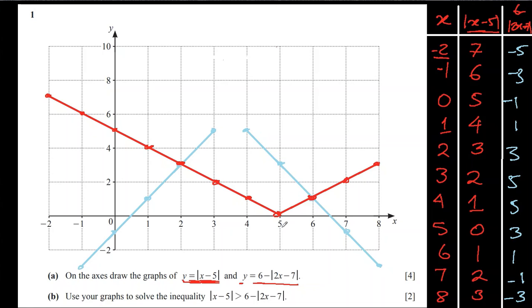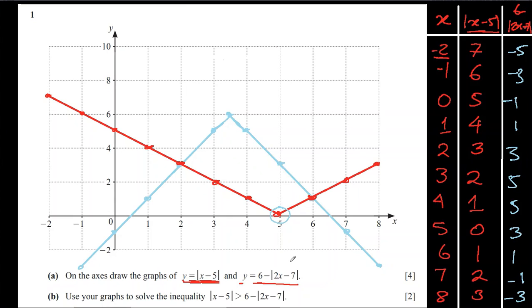The red graph is perfect. We know its vertex is at 5. But we didn't get a vertex here. But we can see if we continue this line, it will be something like this, and our vertex will be here. So I kept it to show you that if you don't get a vertex, no problem. Join the others and you will get an idea where the vertex is.